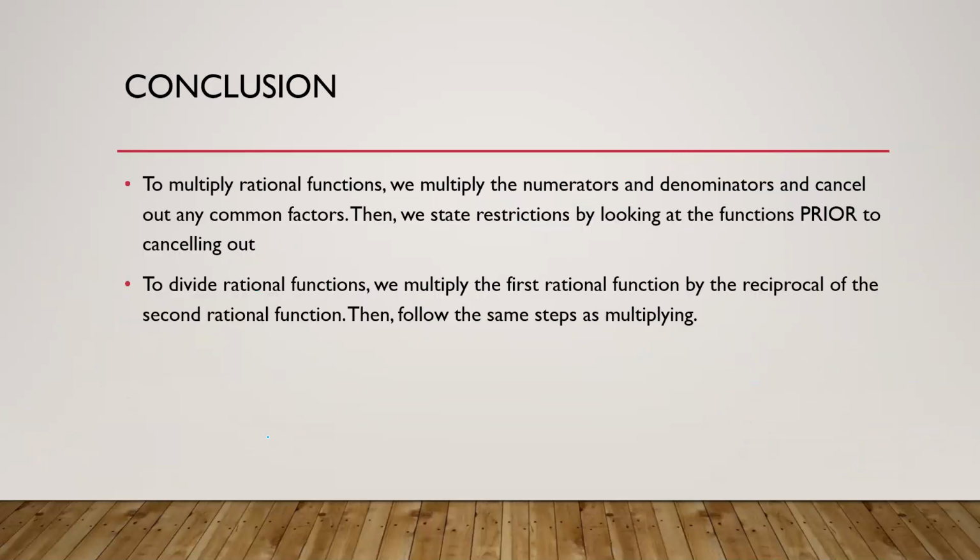And that was basically it for multiplying and dividing rational functions. That was actually a little bit easier, especially if you understood the last lesson. If you want to multiply rational functions, you simply multiply the numerators and denominators, and you cancel out any common factors. Then you state the restrictions by looking at the functions before you cancel out. To divide rational functions, you follow the same steps. The only difference is that you're multiplying by the reciprocal of the second rational function, or the divisor, and then you follow the same steps.